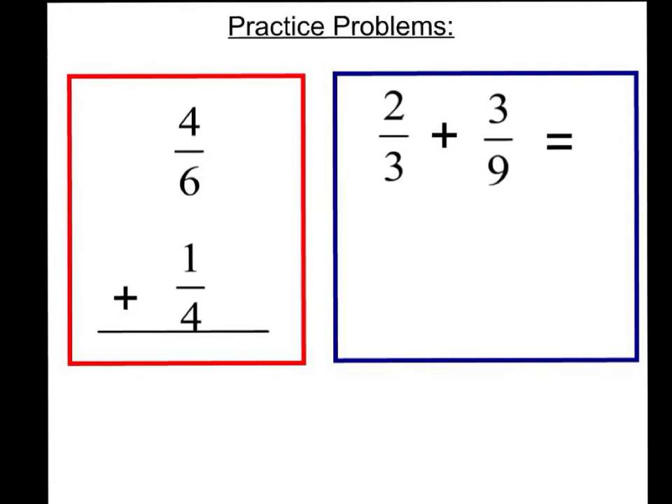I want you to try 2 practice problems on your own. The first one is 4/6 plus 1/4. If you take a look at the denominators, they're not the same. So first, you must find the least common multiple so that you know what you can change the denominator to. On the second problem, it's the same thing, 2/3 plus 3/9. Find the least common multiple, change them to equivalent fractions, and then add.